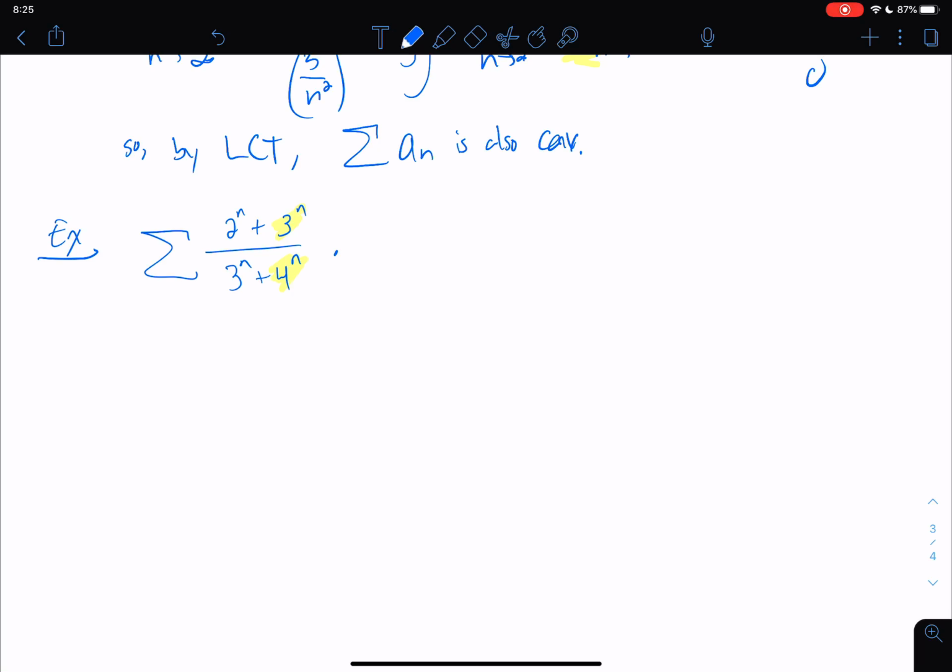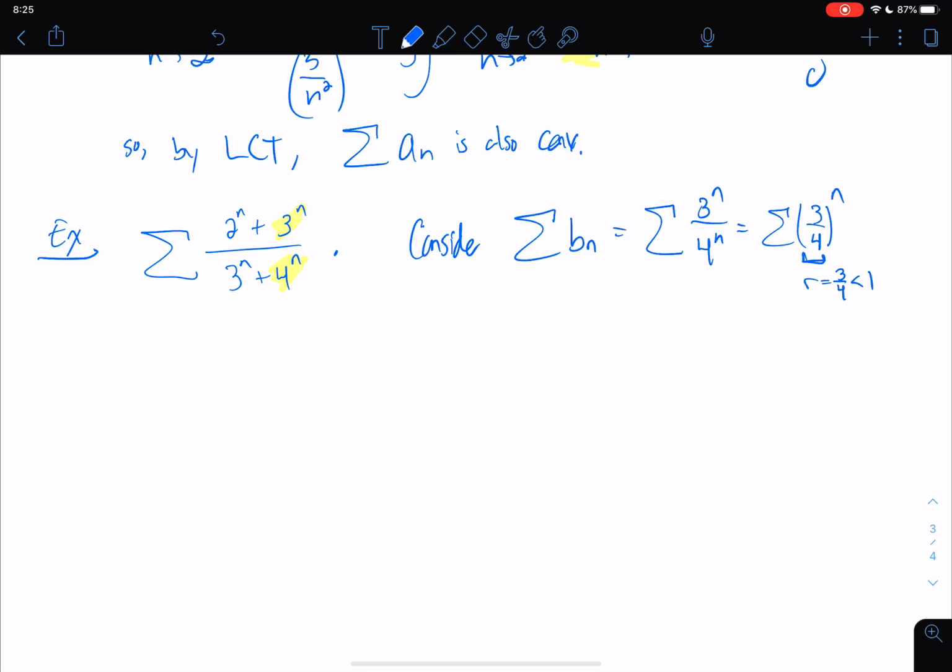So by using our same sort of analogy as earlier, I'm going to consider the series b sub n to be the series of the highest powered term, 3 to the n, in the numerator, over the highest powered term in the denominator, 4 to the n, which is the same as the series of 3/4 to the n. And here the common ratio is 3/4, which is less than 1. So this is a convergent geometric series.